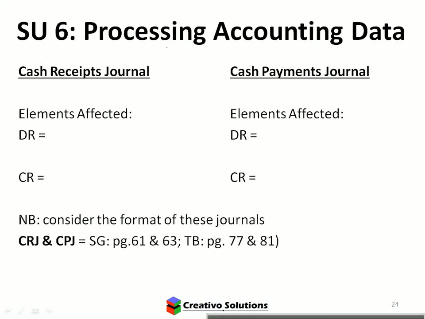In a cash receipts journal, what will you always debit? What will you always credit? Debit the bank, always, yes. Why? Exactly. Cash receipts journal. There's the key. Cash that you've received. If you've received cash, what do you think is going to happen to your bank? It's going to go up. Exactly. Okay, let's write these in.